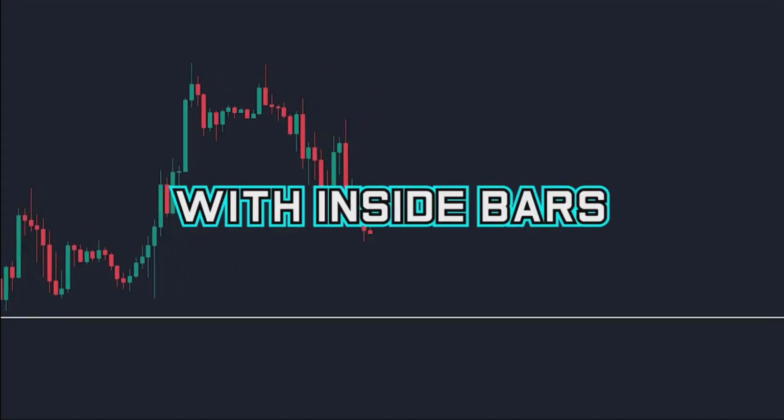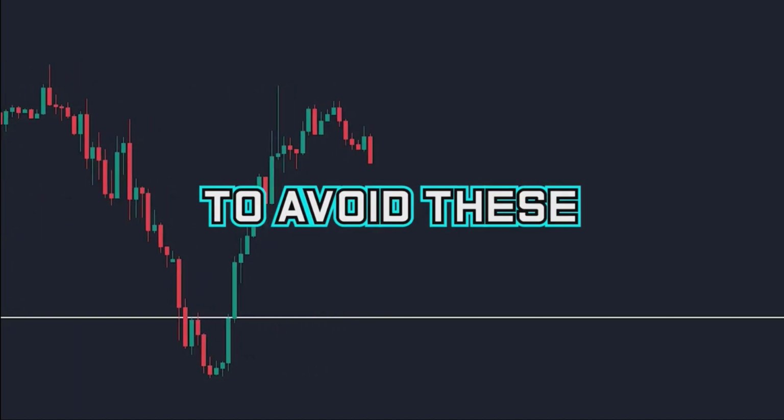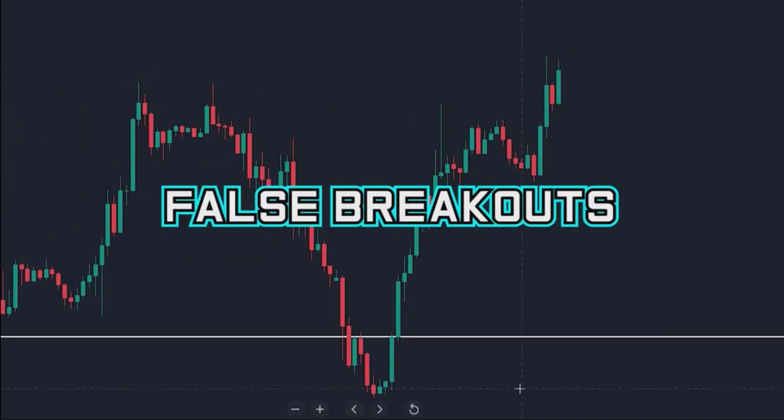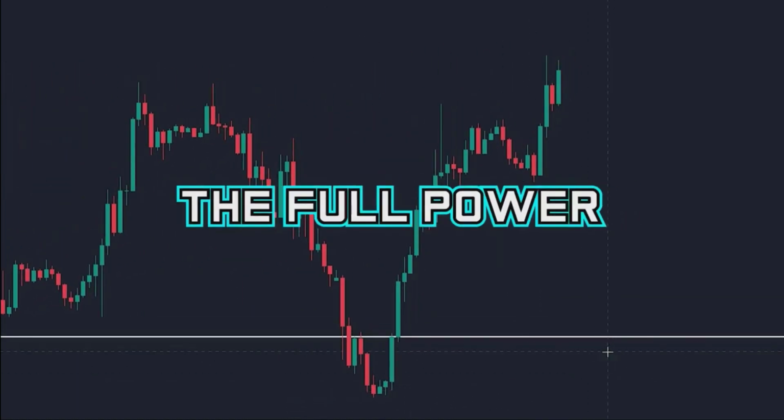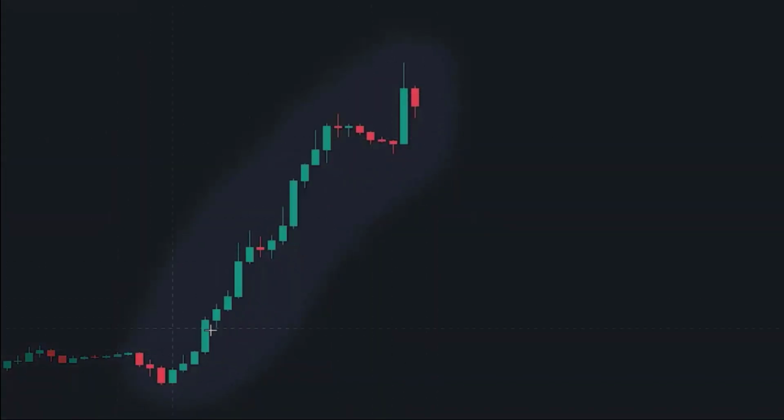False breakouts with inside bars are one of the biggest drawbacks of the inside bar pattern. However, learning to avoid these and instead take advantage of these false breakouts is crucial to utilizing the full power of the inside bar. Here we can see that a strong uptrend is playing out. During this uptrend, we can see that a bearish inside bar formed.